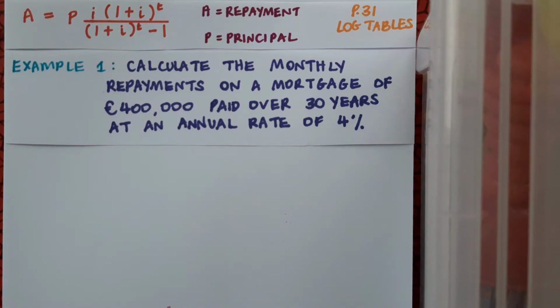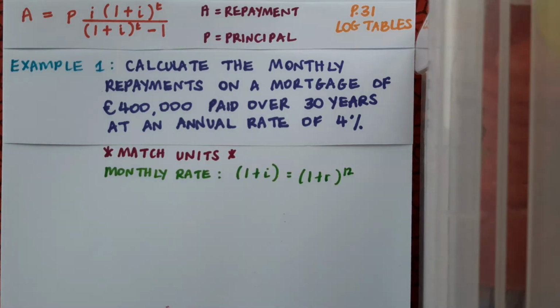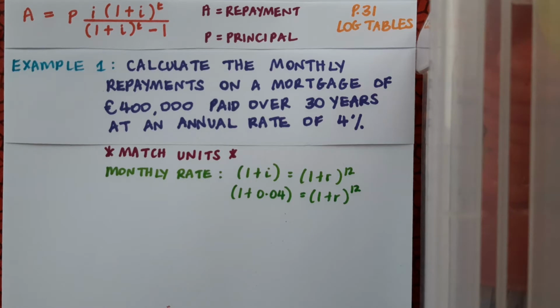And I'll do that by finding the monthly rate and the number of months over which the mortgage will be repaid. So we've calculated monthly rate quite a number of times already. So at this stage, pause the video and work out the monthly rate in this case. So we know we're working off this formula, 1 plus i equals (1 plus r) to the power of 12. Just watch out there with your decimal places as you convert the percentage into decimal. So that's 1 plus 0.04 equals (1 plus r) to the power of 12.